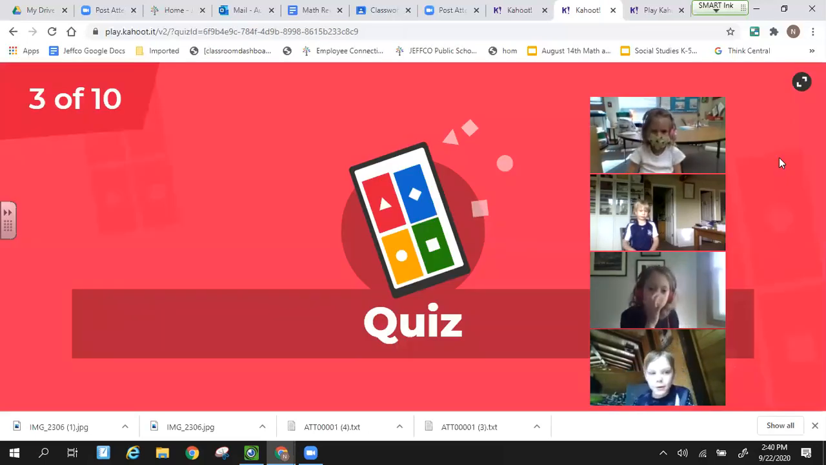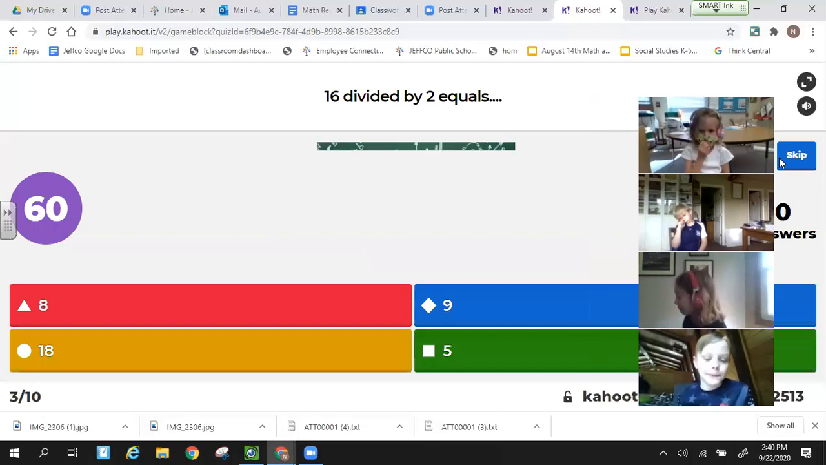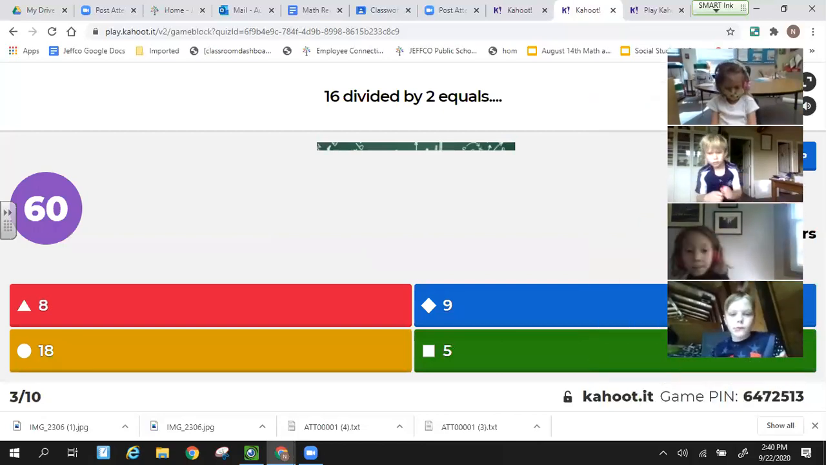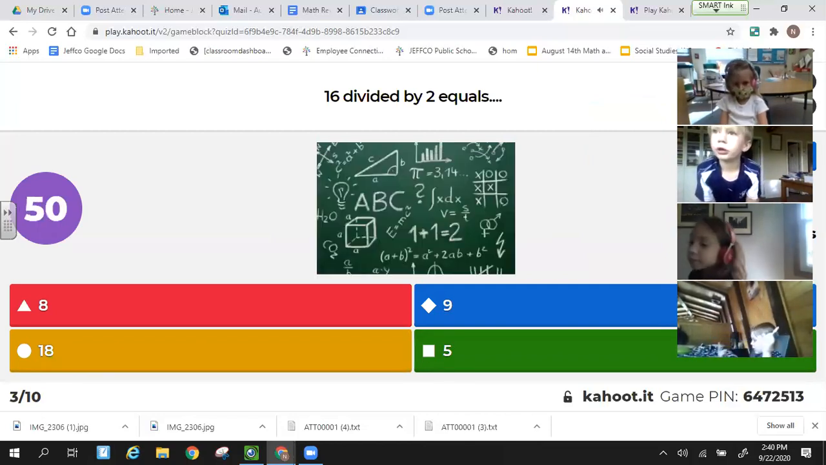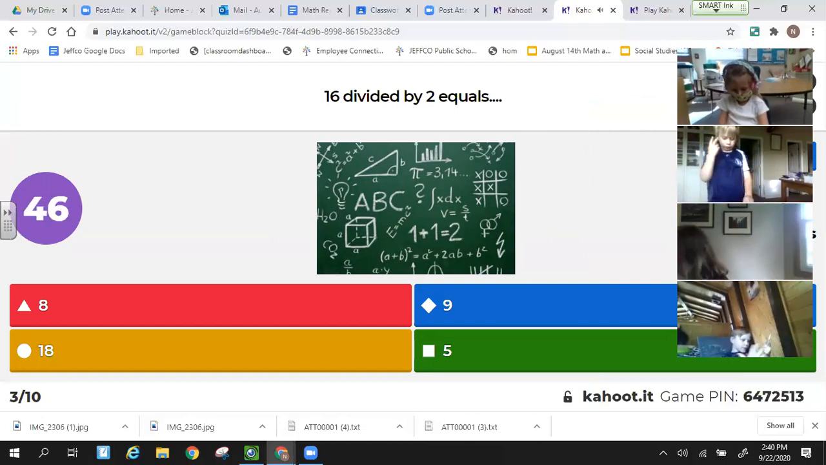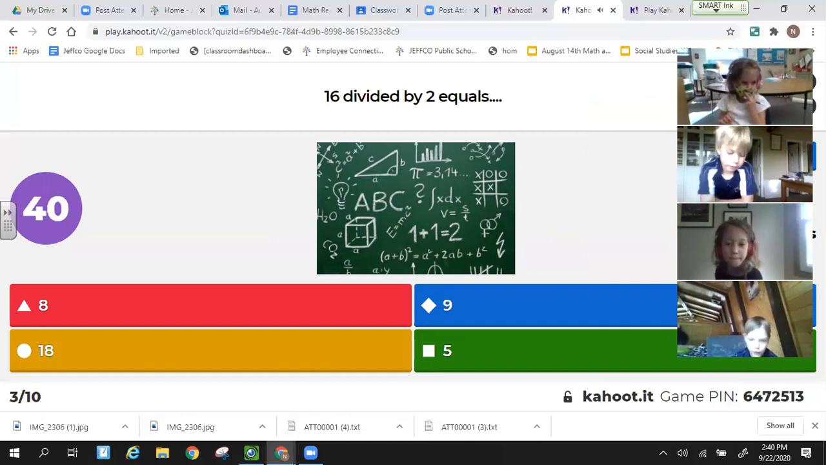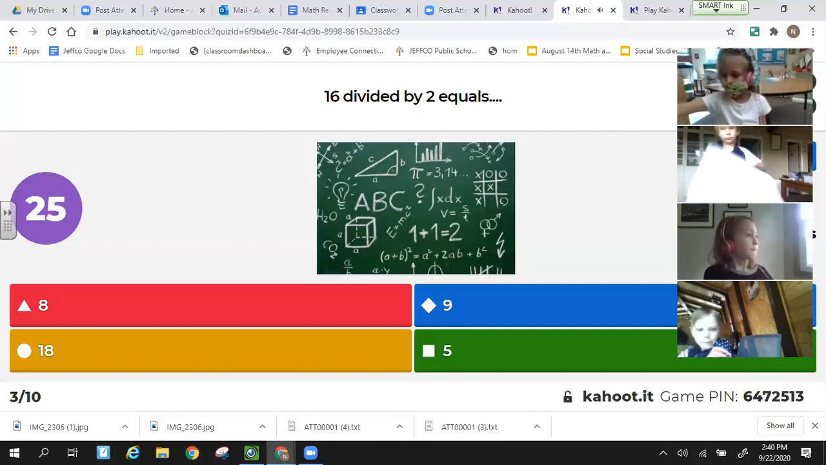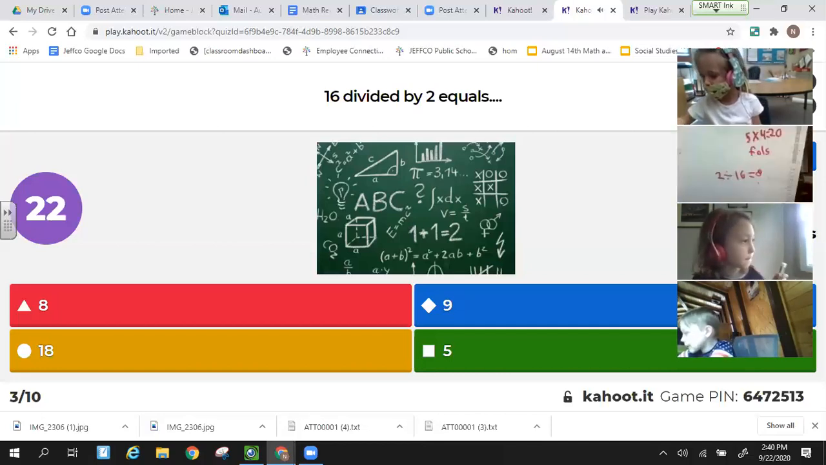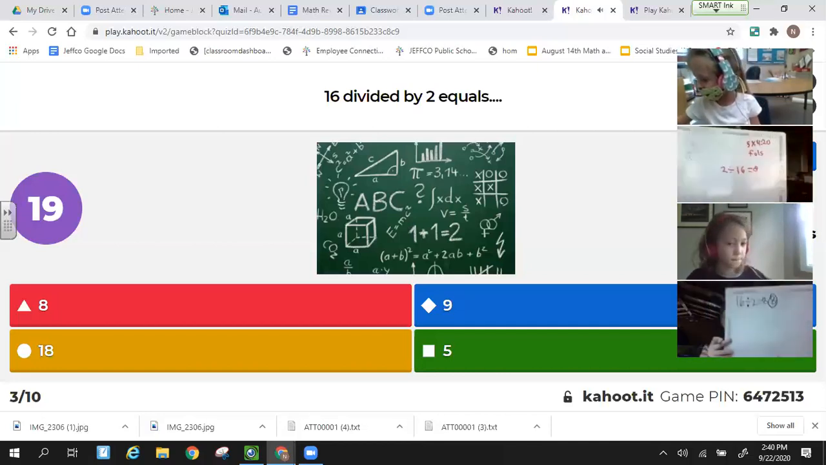Another quiz one. 16 divided by 2 equals what? 16 divided by 2. How many 2's are in 16? Write out the equation and hold it up. Count by 2's. Figure it out. All you gotta do is count by 2's, guys. How many 2's are in 16? Write out the equation. A lot of you are just writing a number. I want to see the equation.